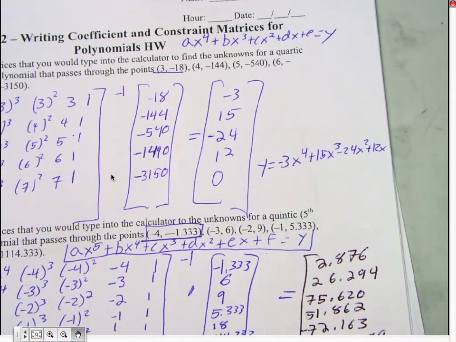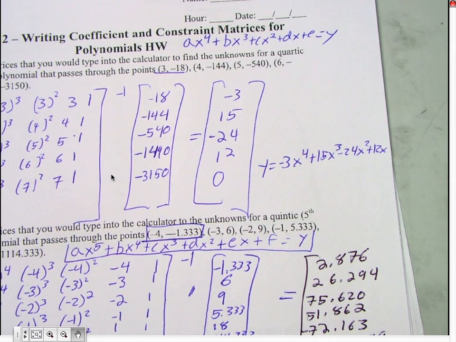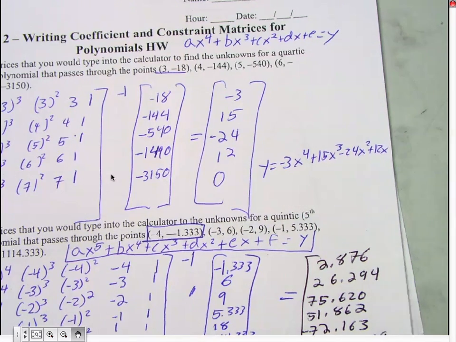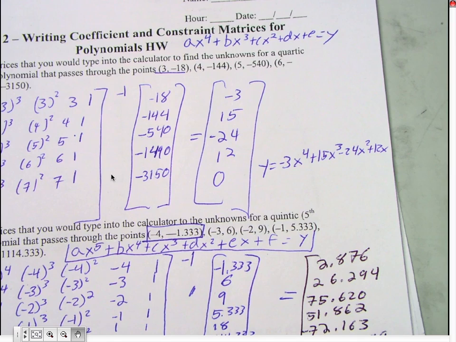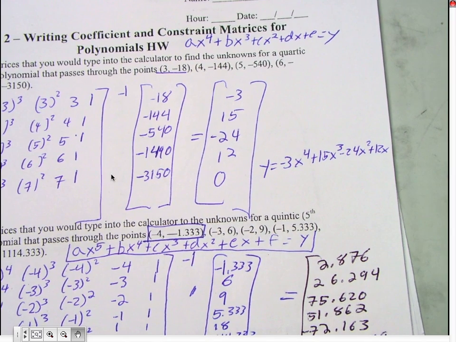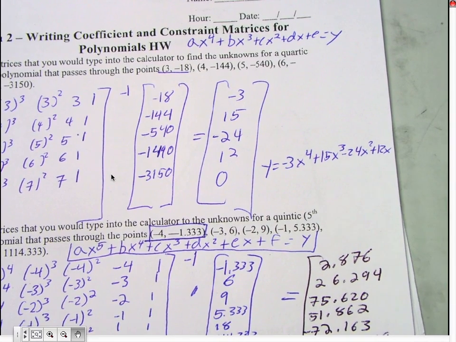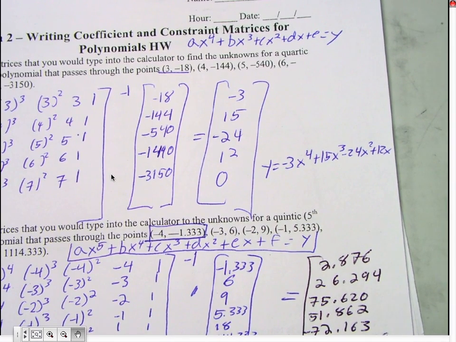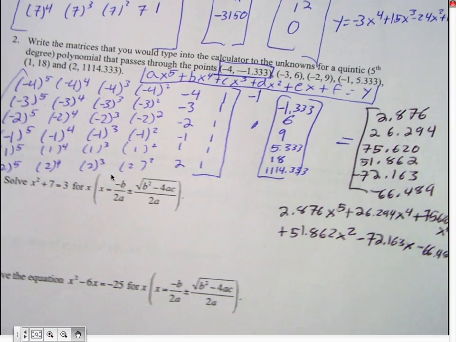Okay, so we know that that looks like 2.876x to the 5th plus 26.294x to the 4th plus 75.620x cubed plus 51.862x squared minus 72.163x minus 66.489. Any questions about this one?